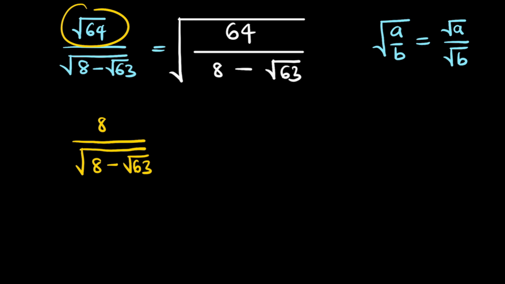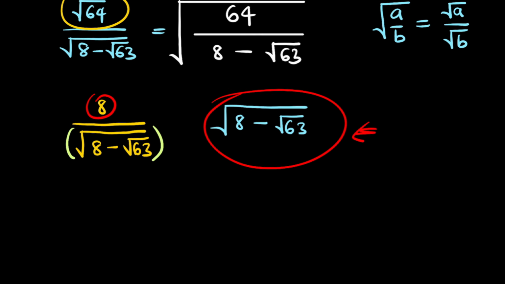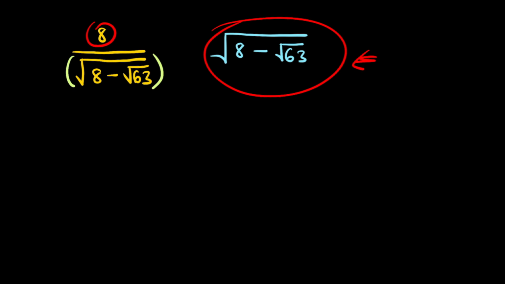So the main problem we need to first tackle in this expression will be the denominator here. I'll bring that out as square root of 8 minus square root of 63. Let us quickly solve for this. Then when we get the values, we come back and divide 8 by whatever we get from here. So we are dealing with the square root of 8 minus the square root of 63.